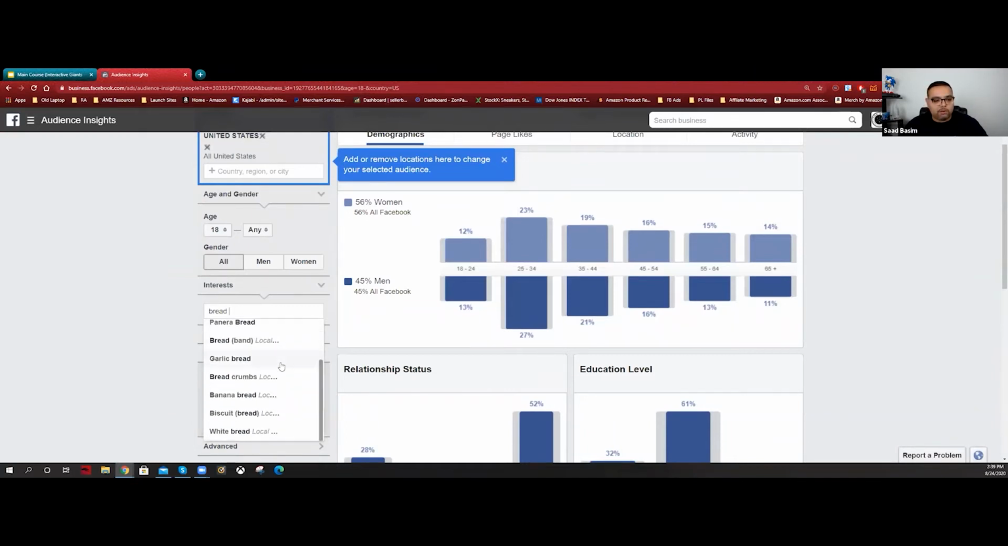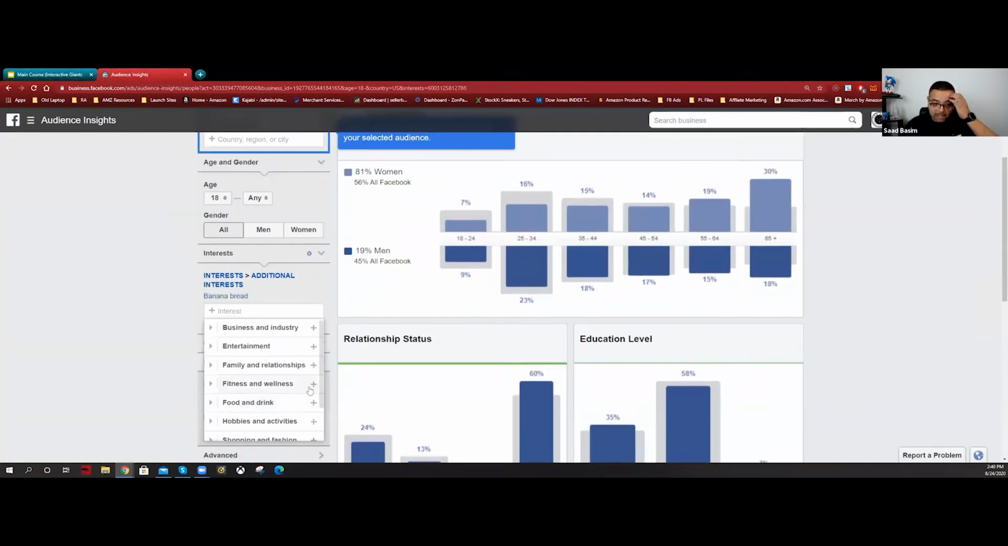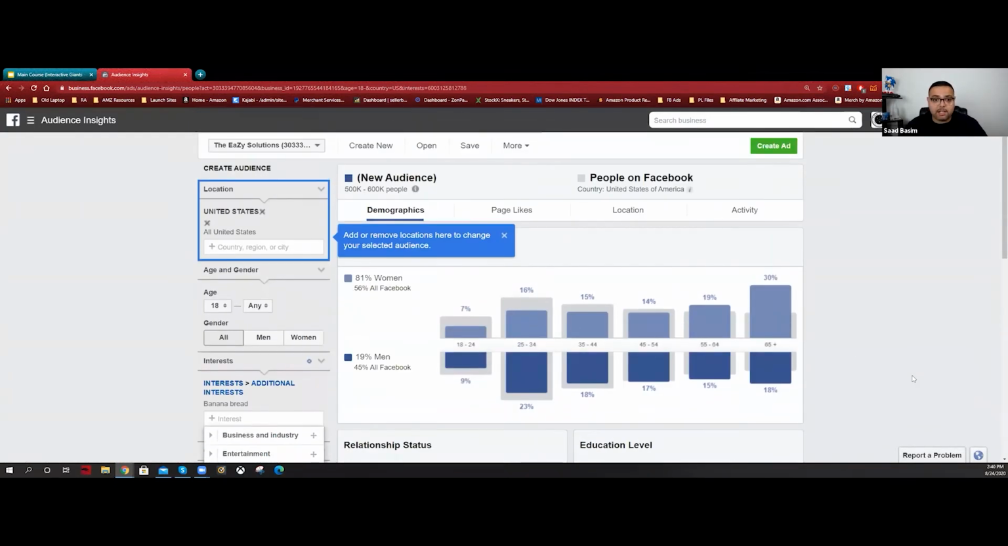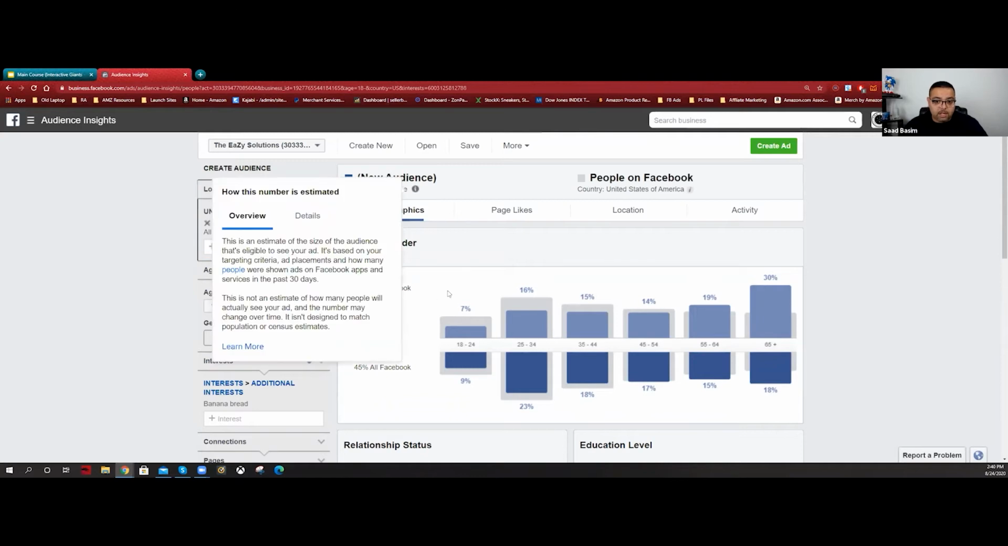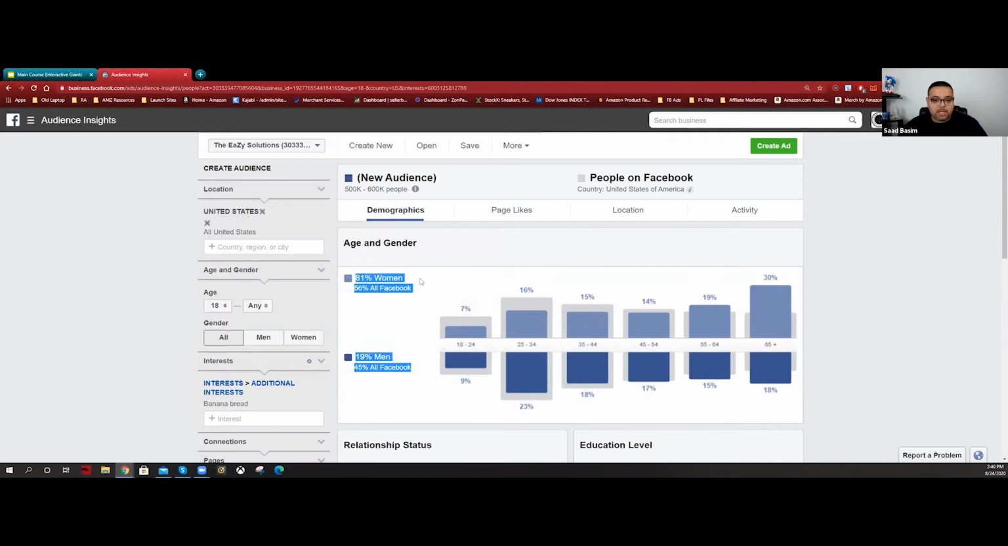So I would look for something that, you know, basically groups that they do a lot of biscuits, banana bread. They have even banana bread. Man, what's going on here? Okay, so new audience, 500 to 600,000. Mostly are women, 81% women, 19% men, which is going to help you also to target your audience. You know that they're 81% women, so you don't need to target the men.